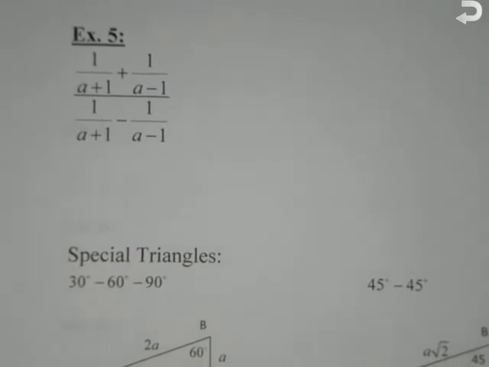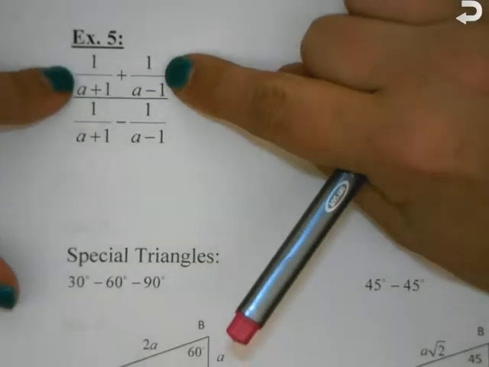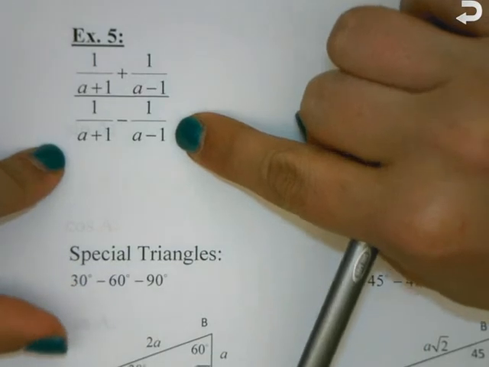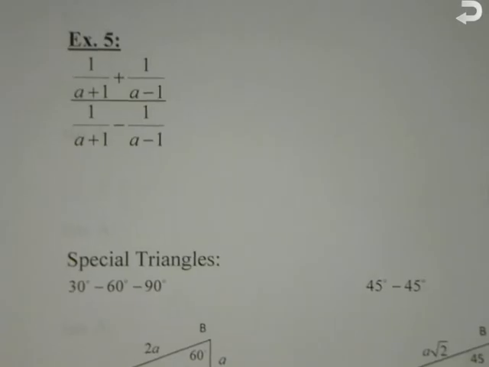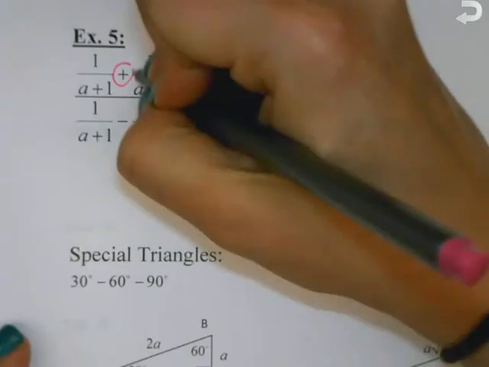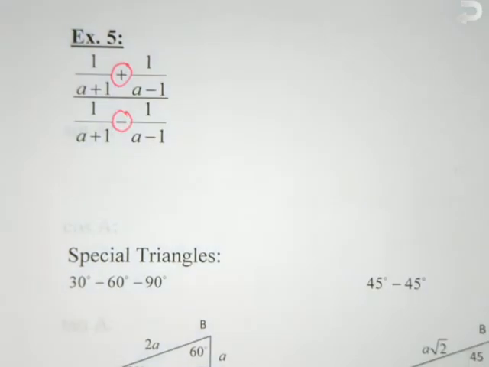So we have 1 over a plus 1, plus 1 over a minus 1, all divided by 1 over a plus 1, minus 1 over a minus 1. It's a lot of a's and 1's. The very first thing when I look at this problem that I notice is that the top is almost identical to the bottom. So your first instinct might be to reduce the a plus 1's and reduce the a minus 1's, and then it all comes out to an answer of 1. Why can I not do that? This one's attached by addition, and this one is attached by subtraction, so they are not identical.